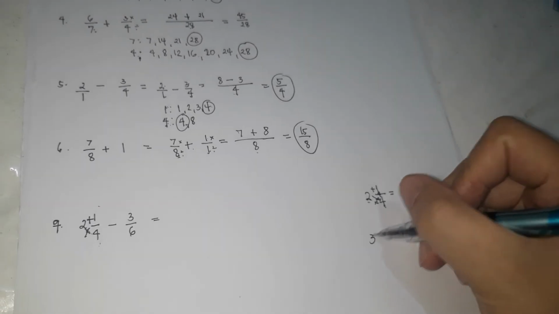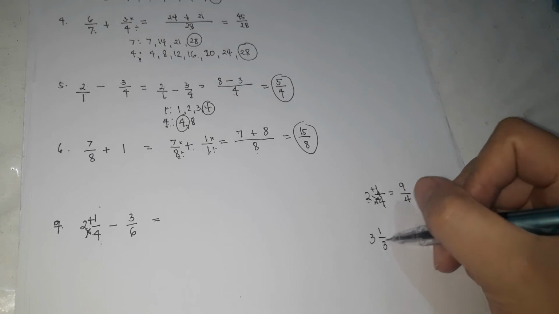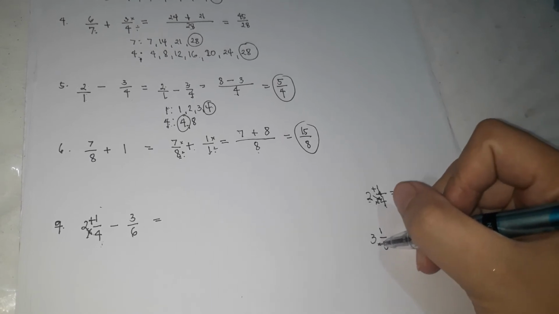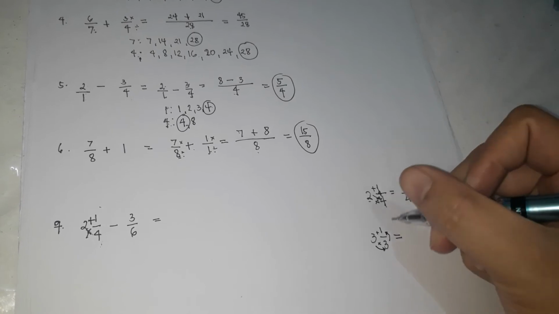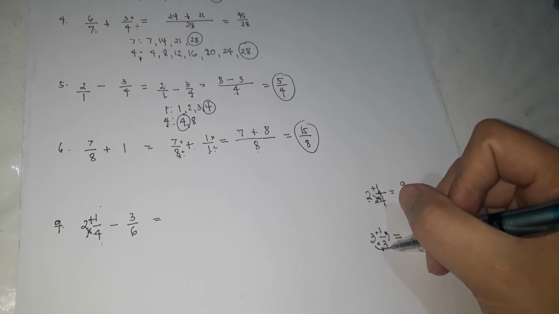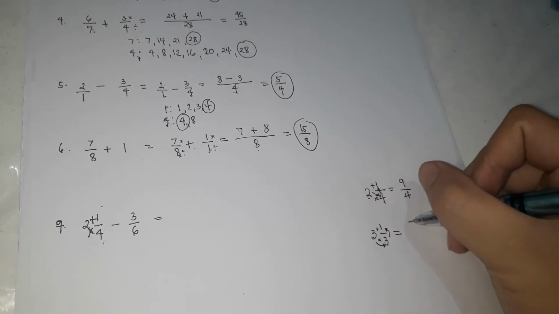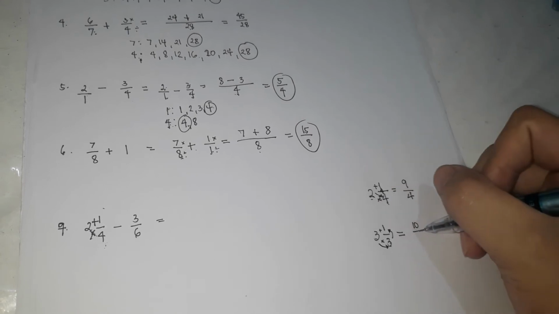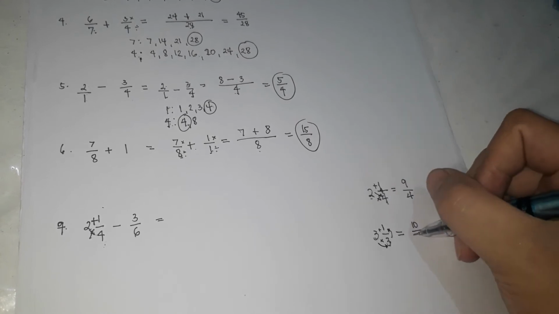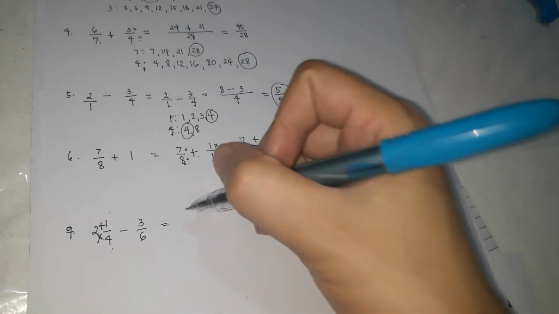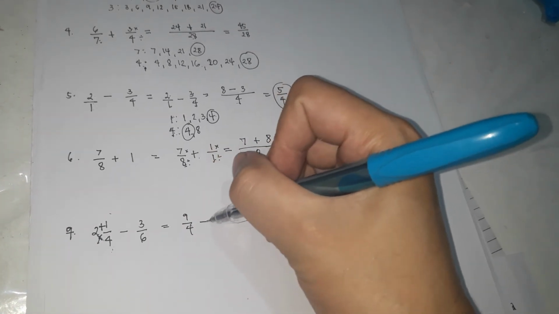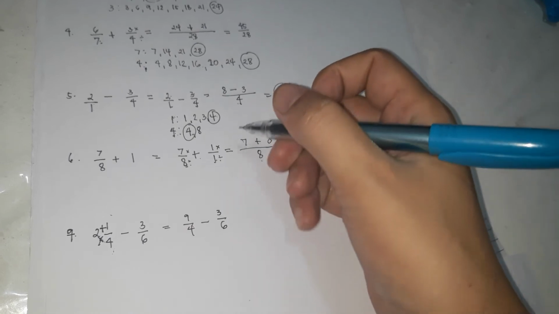Again, for 3 and 1/3, times plus. Start here, then this. So 3 times 3, 9 plus 1, 10 over, copy the denominator, 3. Copy the denominator, 4. So for this one, it's 9 over 4 minus 3 over 6.